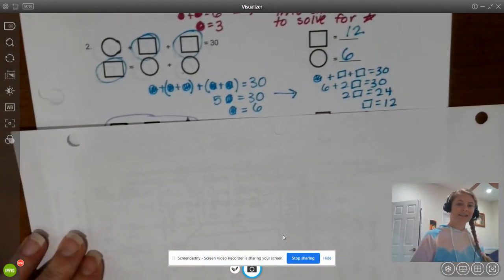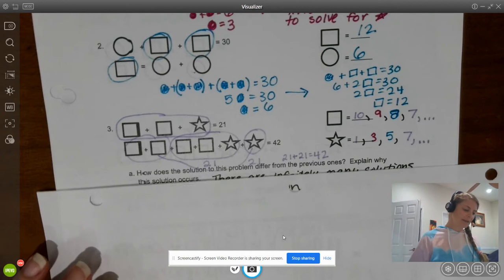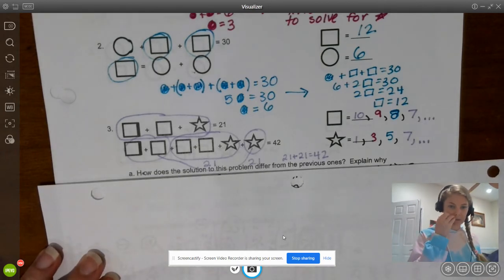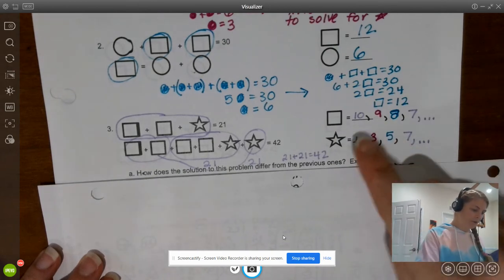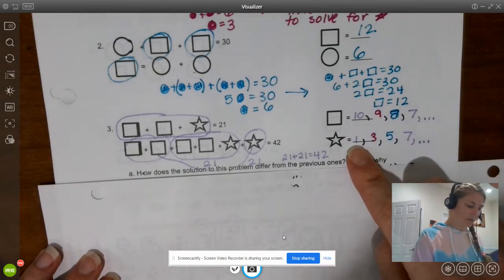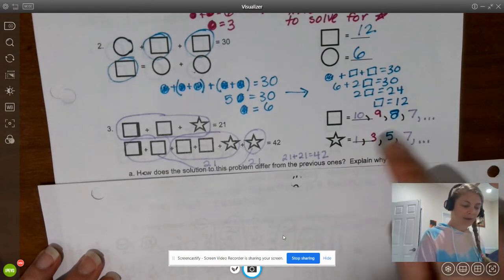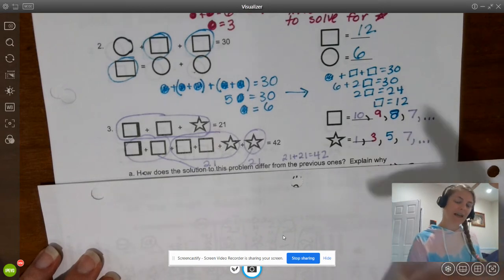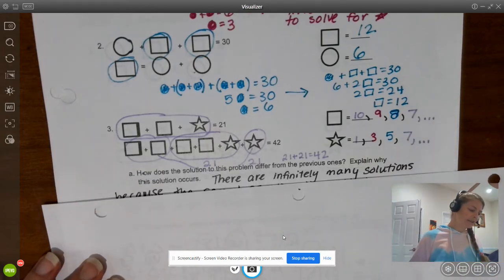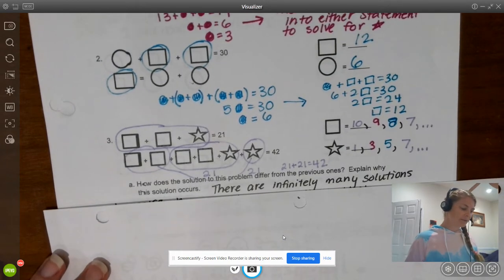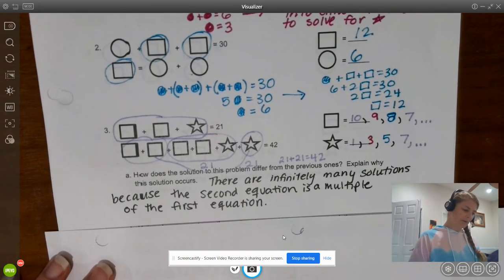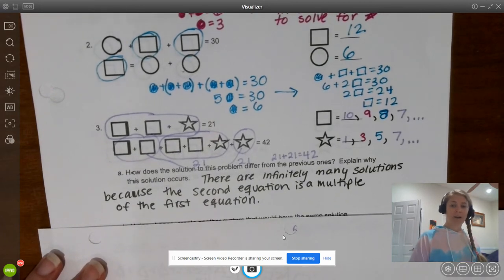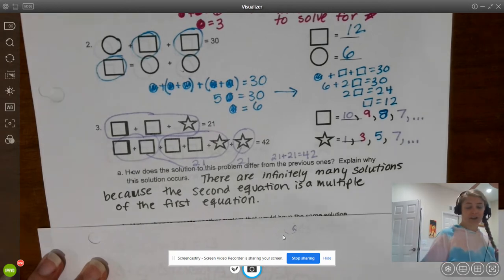The third one is a little bit different. When I look at the third one, there's infinitely many possible solutions we can have here. We could have square to be 10 and star to be 1. We could have square to be 9 and star to be 3. We could have square to be 8 and star to be 5, or each of them could be 7, and so on. So how does this solution to the problem differ from the previous ones? Well, for number 3, there's infinitely many solutions because the second equation is a multiple of the first equation.